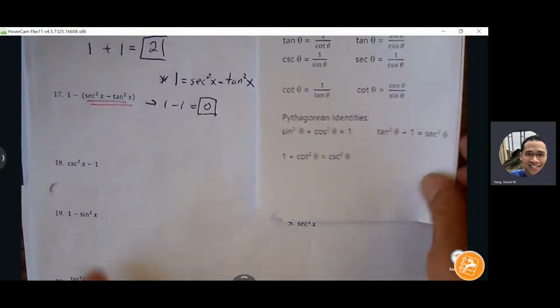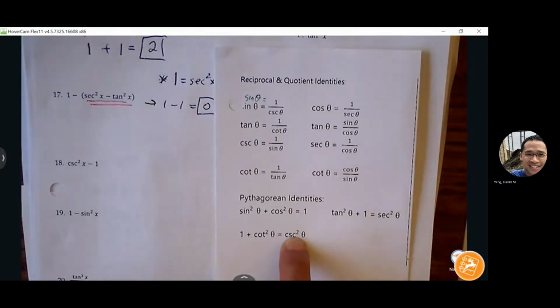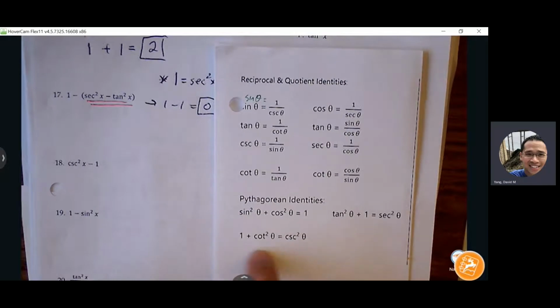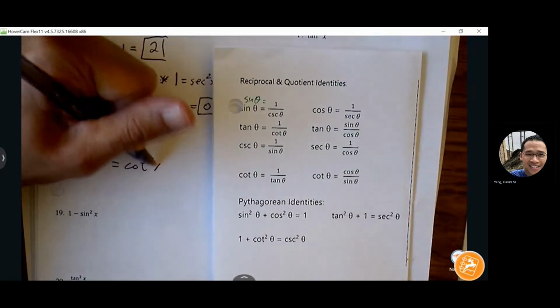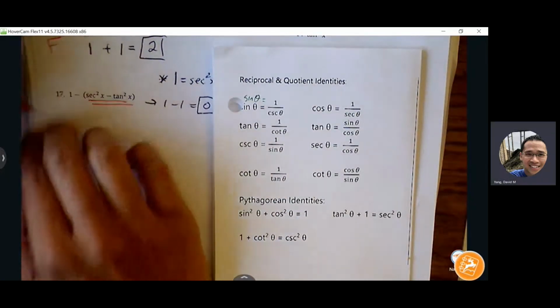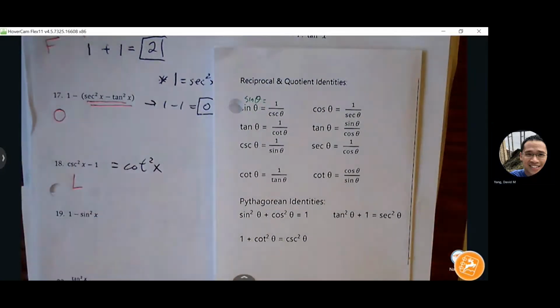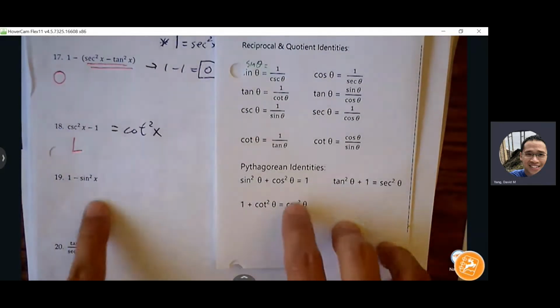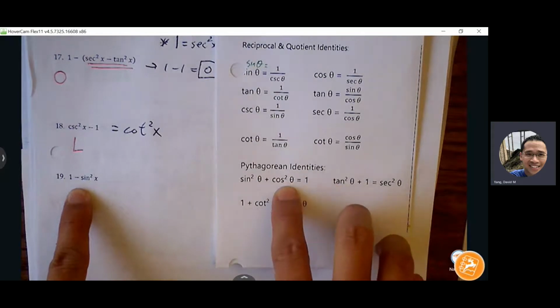Cosecant squared x minus 1. Okay, rearrange this, right? Subtract 1 from both sides. Cosecant squared x minus 1 is just equal to cotangent squared x. Okay. 1 minus sine squared. There's an identity there as well. 1 minus sine squared is just equal to cosine squared.